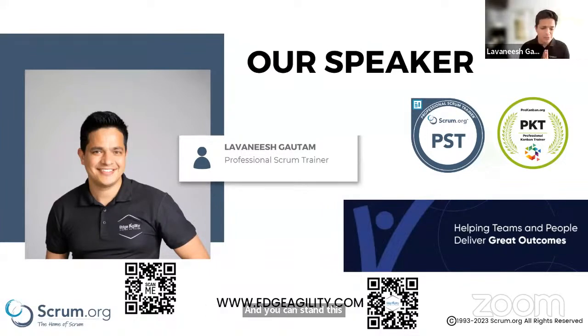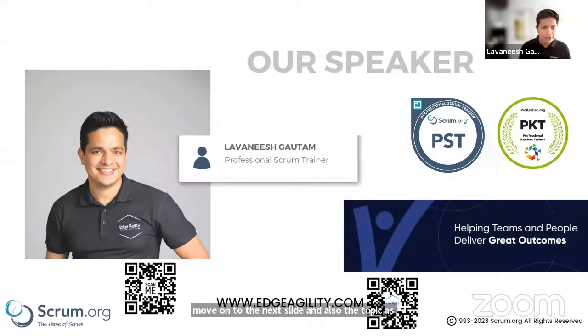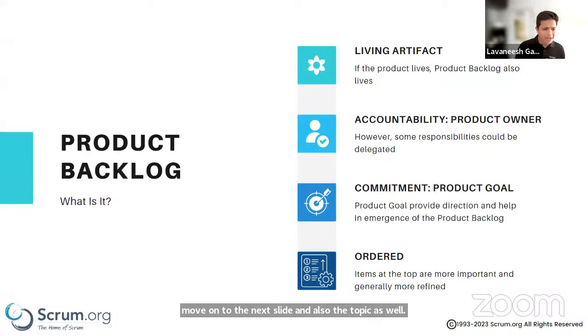Okay, so let's move on to the next slide, and also the topic, which is about splitting the product backlog item. But first, let's talk about what a product backlog is. So, a quick review or recap of a few things from the Scrum Guide 2020. What is the product backlog? Guys, the product backlog is a living artifact. What does a living artifact mean? If the product lives, the product backlog also lives. And this is an ever-evolving artifact.